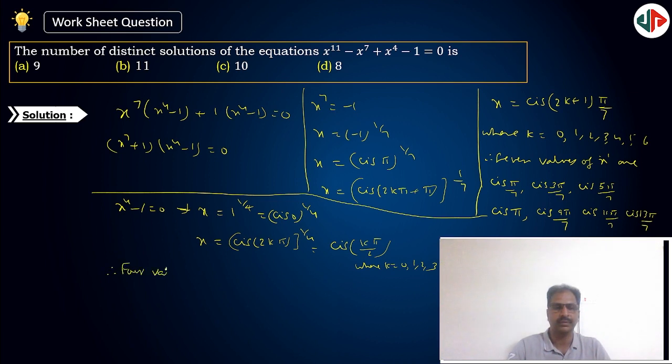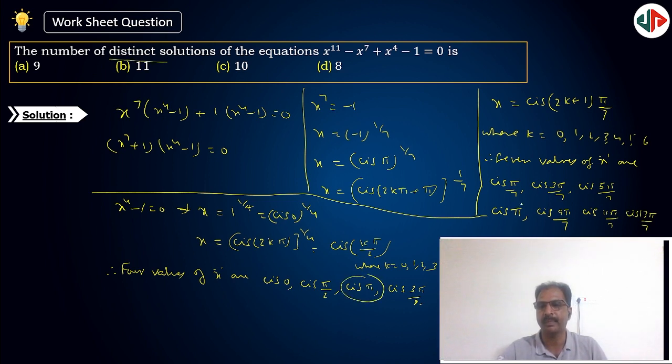Put k is equal to 0, you get cis 0. K is equal to 1, pi by 2. K is equal to 2, pi. K is equal to 3, 3 pi by 2. Now out of these 4 values and the above 7 values, the question is the number of distinct solutions. This is same, cis pi is same. This is not distinct. So how many distinct solutions are there?